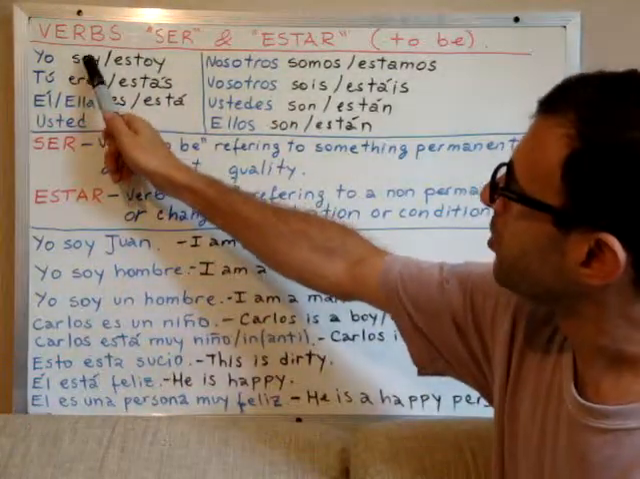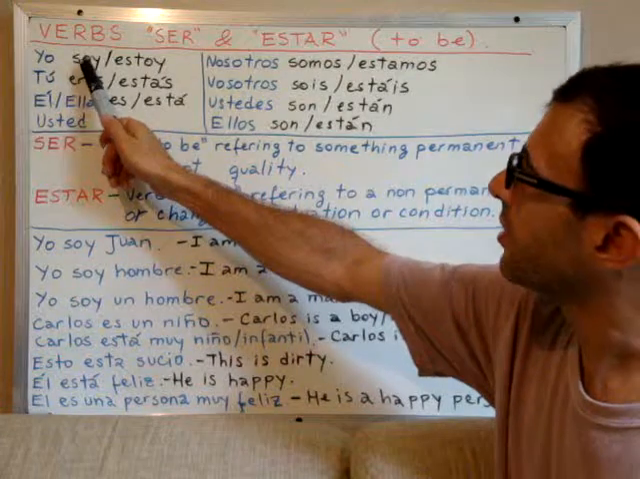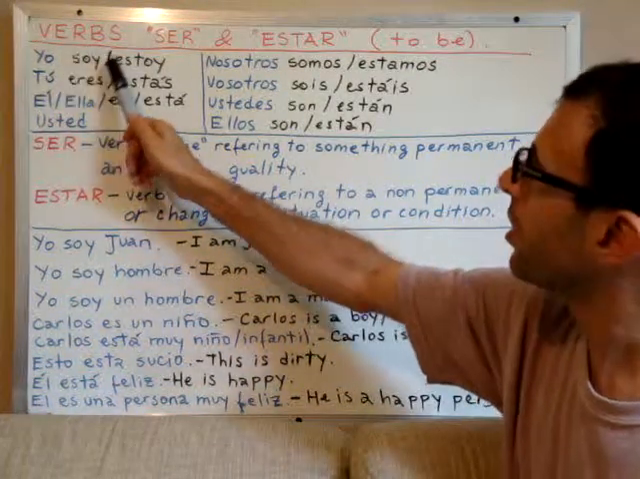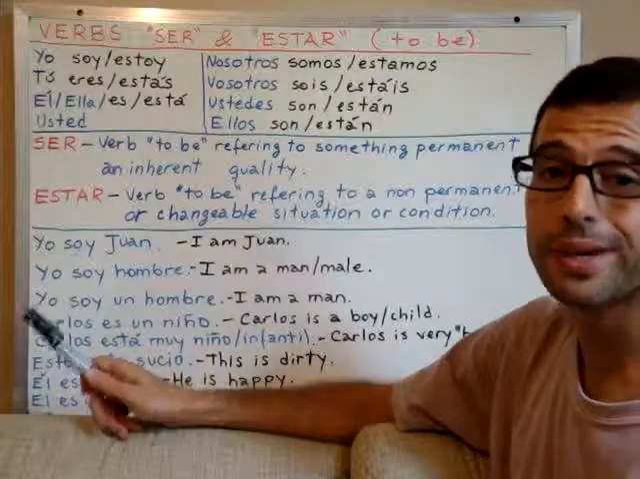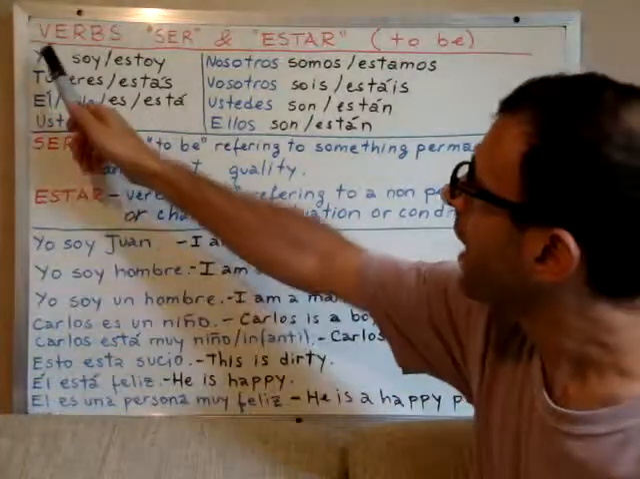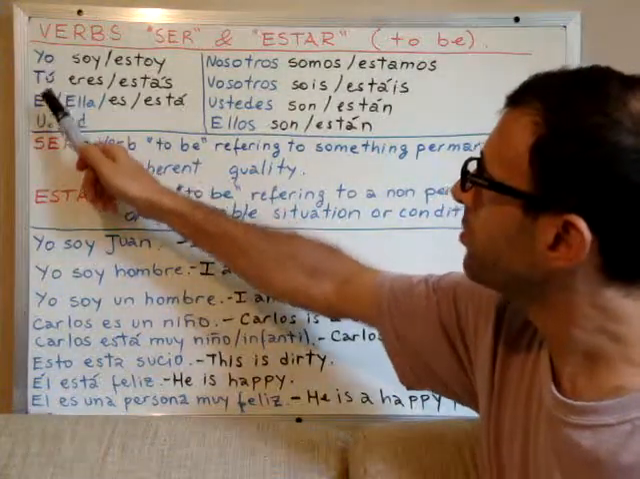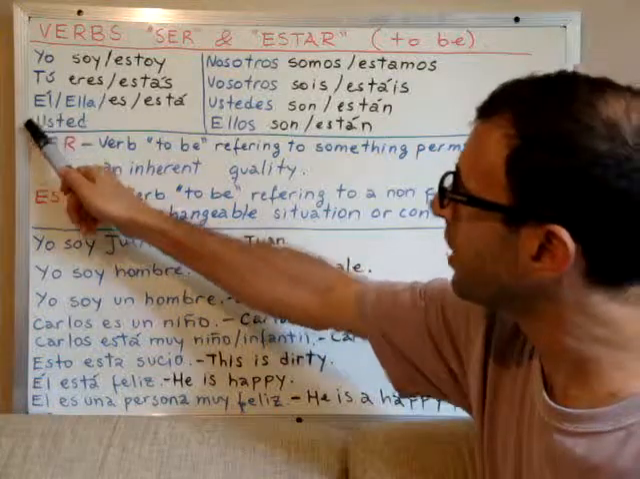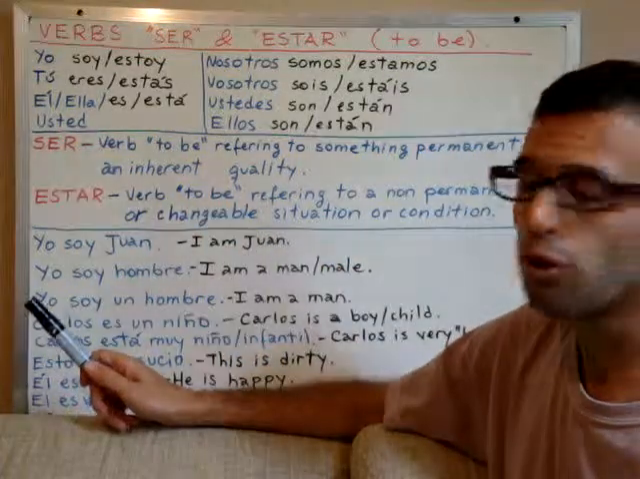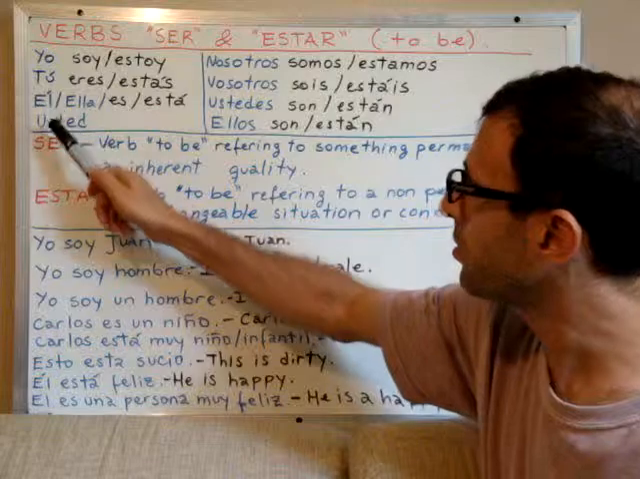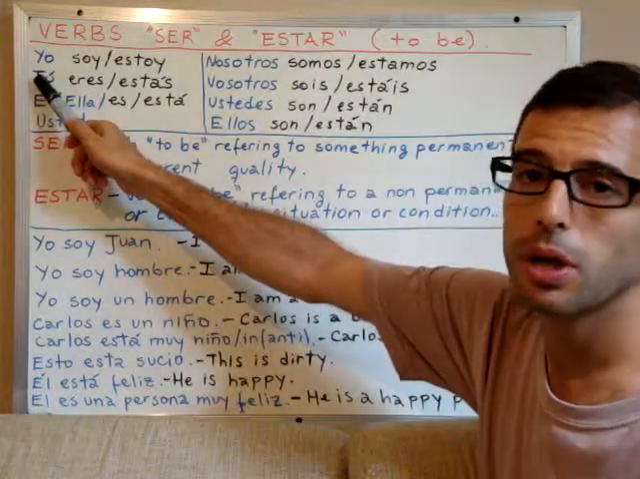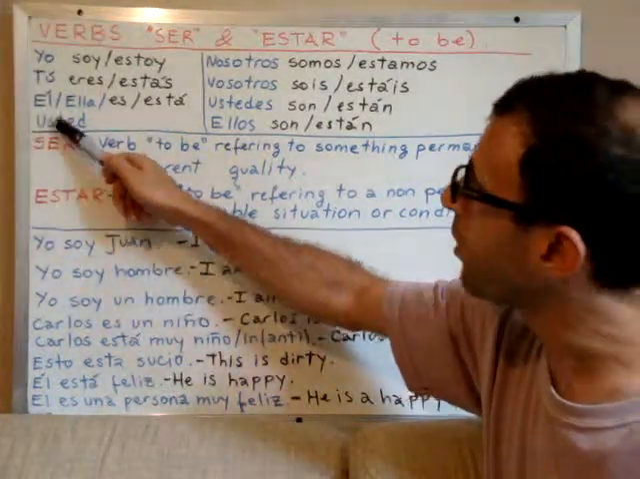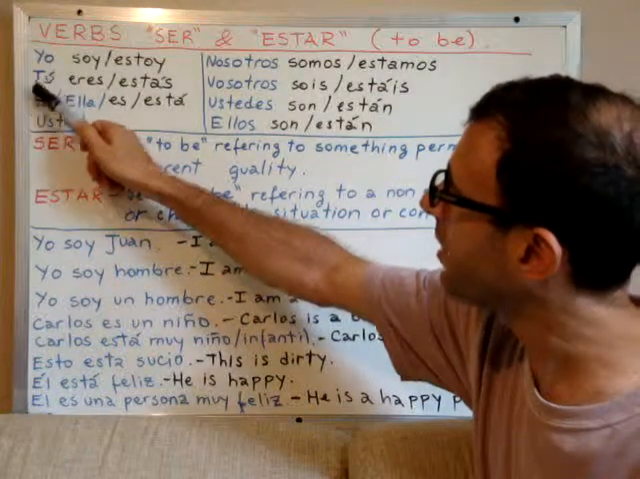So here to the left we have the verb ser. On the right hand side we have the verb estar. So I, you, he, she. Usted is the formal you, okay? So usted means you, but formal. However, it conjugates as he or she.